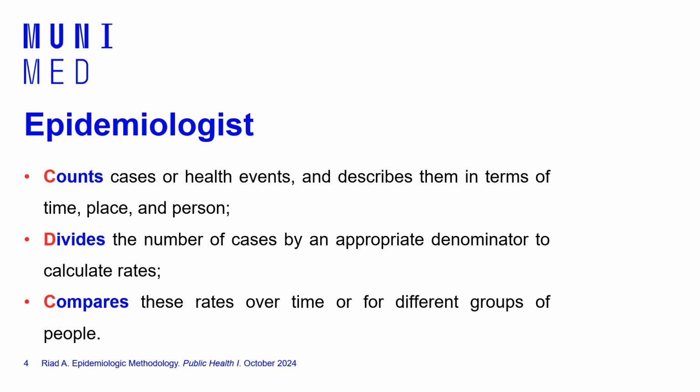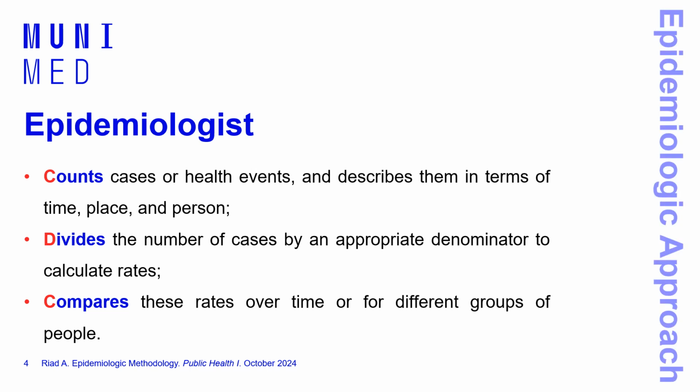And finally, they need to compare these different rates or different ratios over time or among different groups in order to come up with meaningful conclusions. So this is, as I say, the universal approach of epidemiological work, and it can be applied on any situation for any disease or any case, because as I say, this is a universal approach.